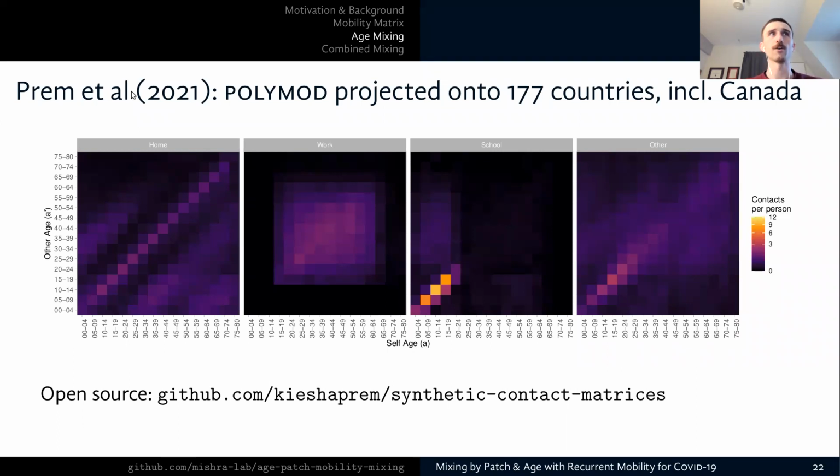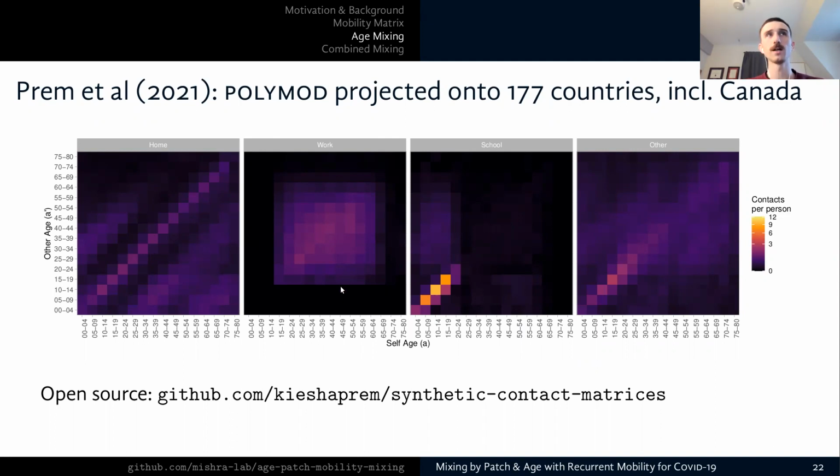And so what Prem et al. have done in 2 separate publications is actually projected those contact matrices onto a bunch of other demographic structures, including Canada. And they've incorporated not only population demographic information, but the proportions of the population who are working and the proportions of kids who are in school, for example. These contact matrices are quite useful during the course of the pandemic for simulating the numbers of contacts across these various age groups that people have been using for their various models.